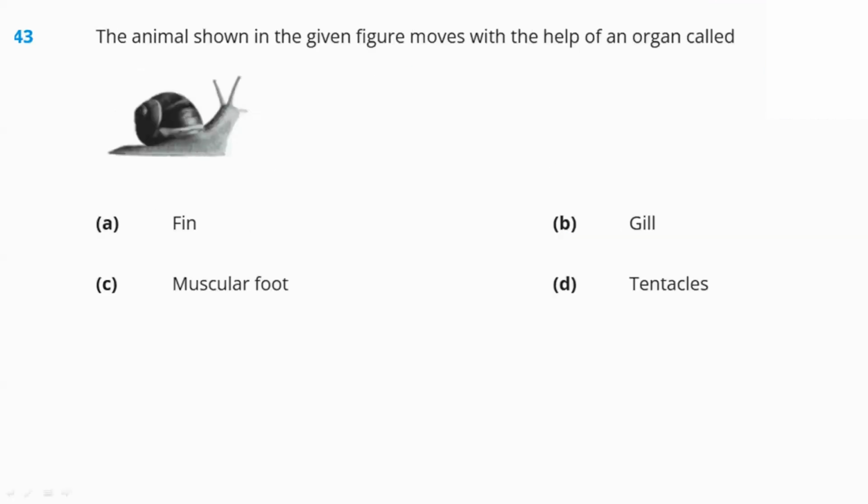Next, the animal shown here in the given figure moves with the help of an organ called. So this animal is a snail, and snail moves with the help of a portion below their body, which is known as the muscular foot. So option number C is our right answer.